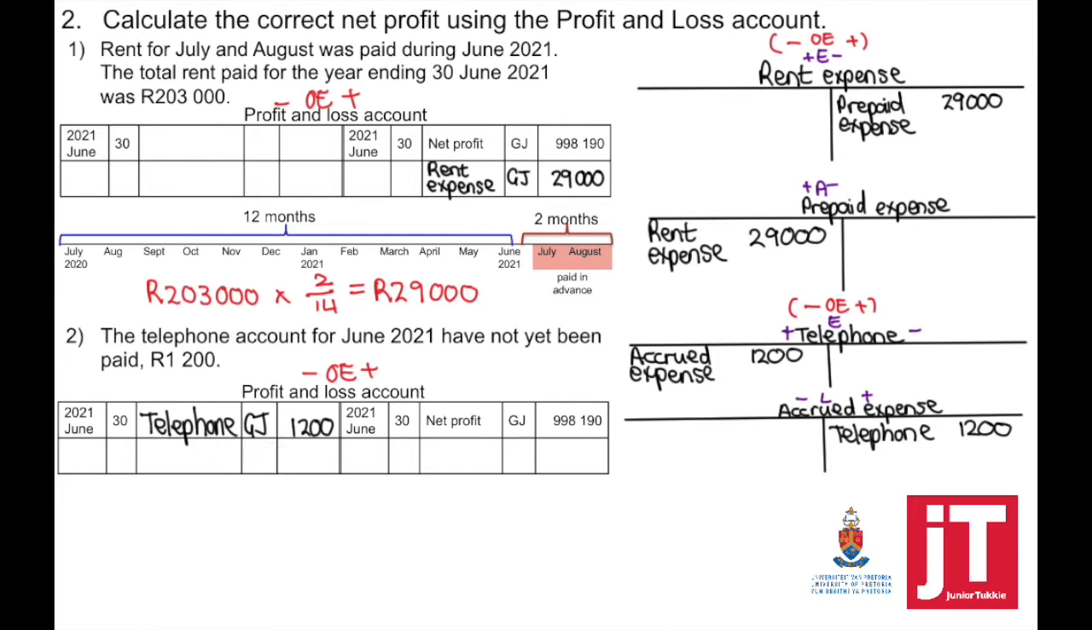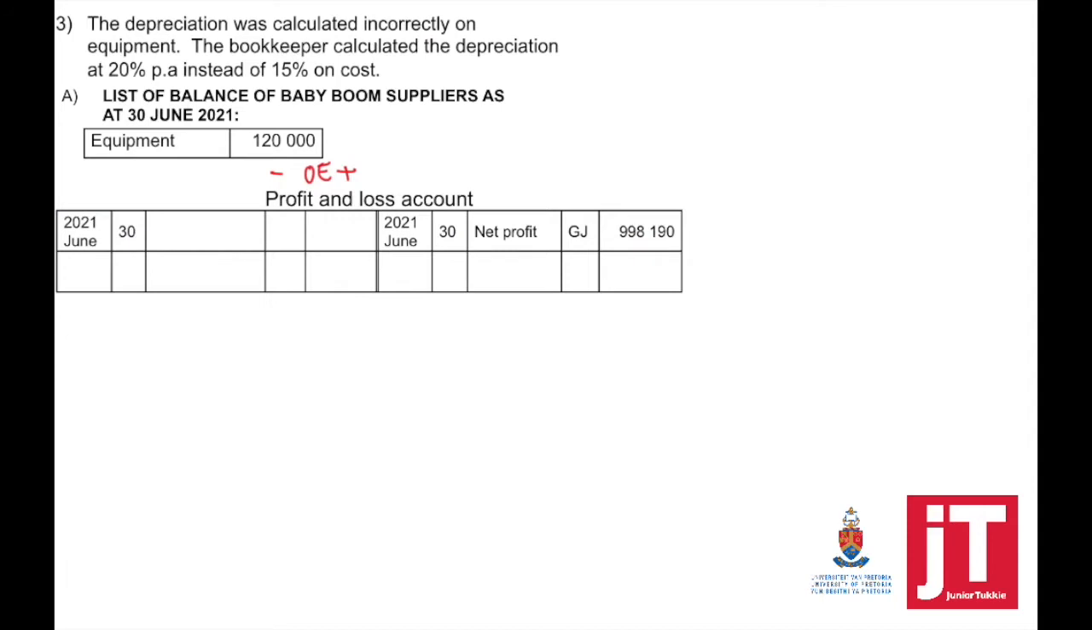1,200. Adjustment number 3. The depreciation was calculated incorrectly on equipment. The bookkeeper calculated the depreciation at 20% per annum instead of 15% on cost. List of balances of Baby Boom Suppliers as on 30 June 2021, equipment 120,000.